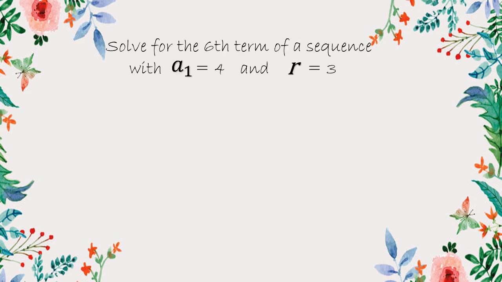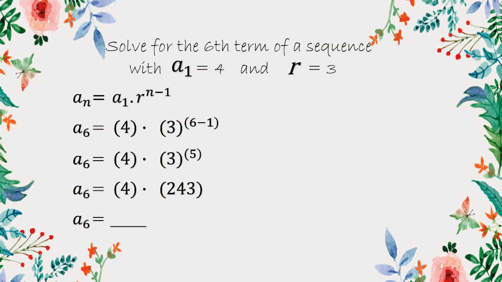Another example. Solve for the 6th term of a sequence with a sub 1, or first term, which is 4, and r, or the common ratio, which is 3. So substituting in the formula, a sub n is equal to a sub 1 multiplied by r raised to n minus 1. So a sub 6 is equal to 4 multiplied by 3 raised to 6 minus 1.